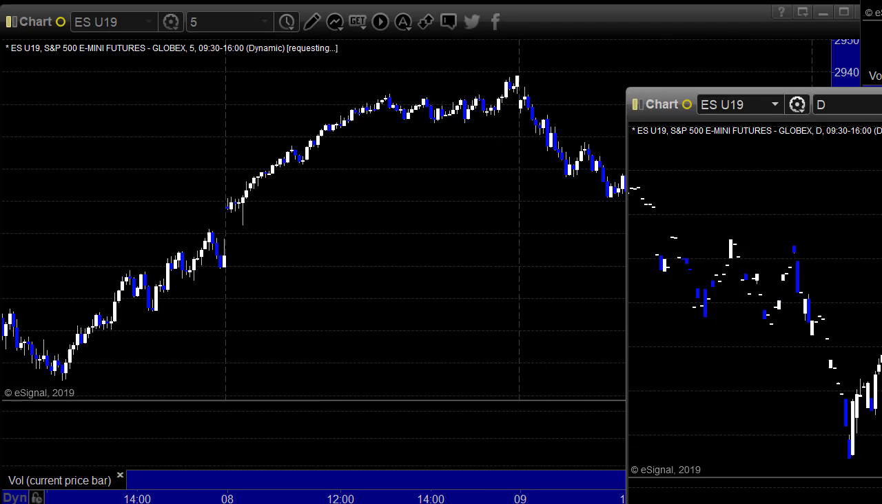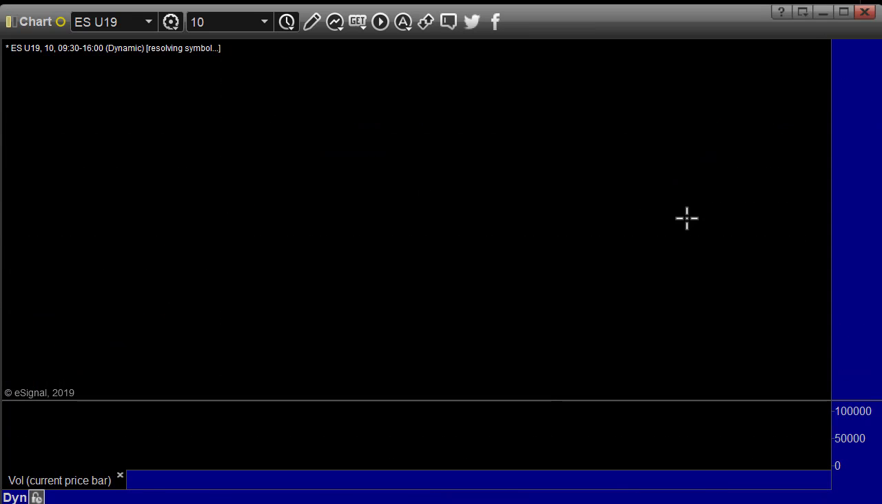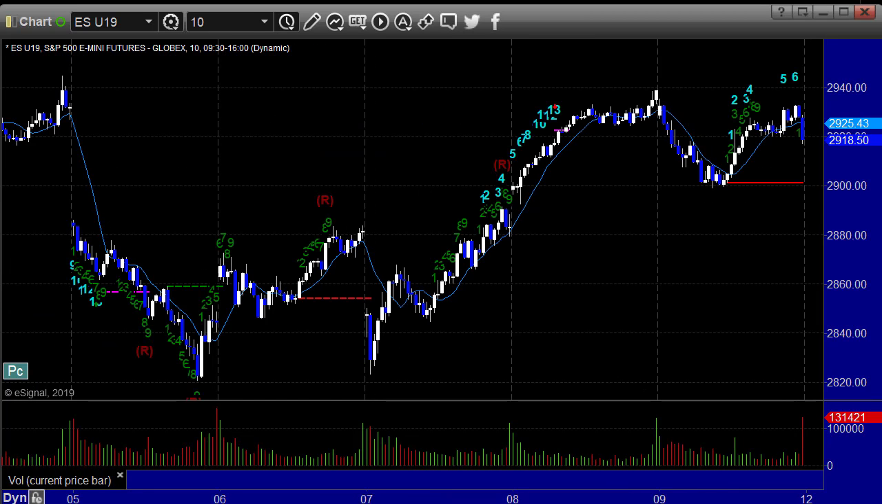Let's look at the intra-week action on the futures. We'll go to 10-minute candles so we can see the whole week. By the way, we basically closed even for the entire week. We gapped down Monday and went lower. We gapped up Tuesday, went both ways, but closed higher. We were in the same range Monday and Tuesday.